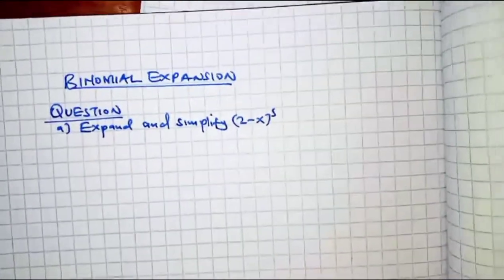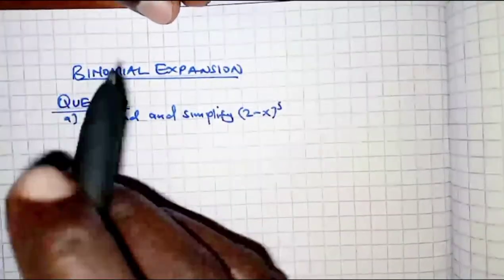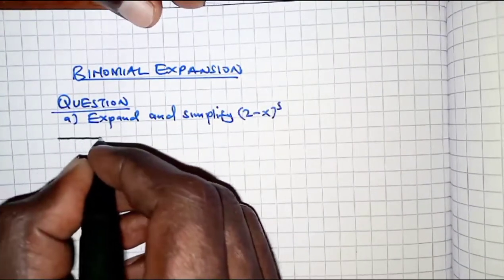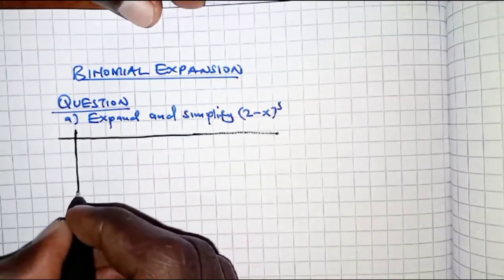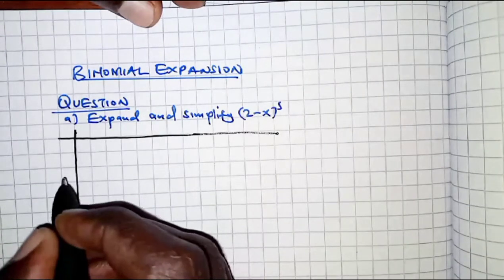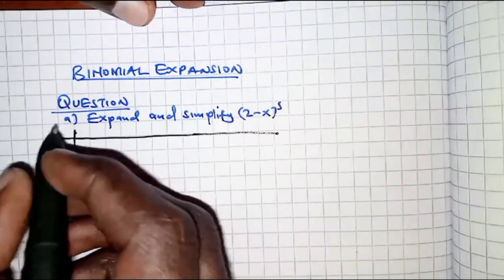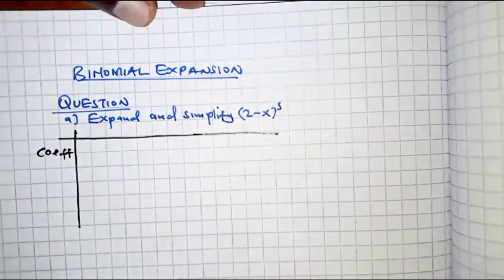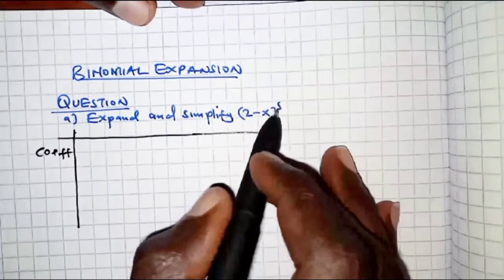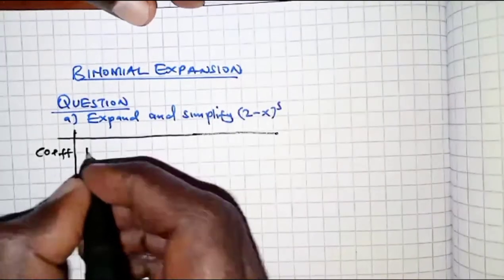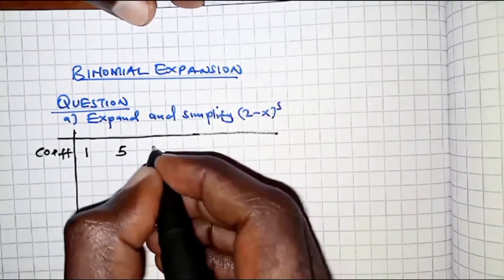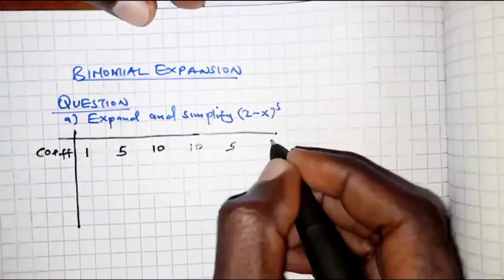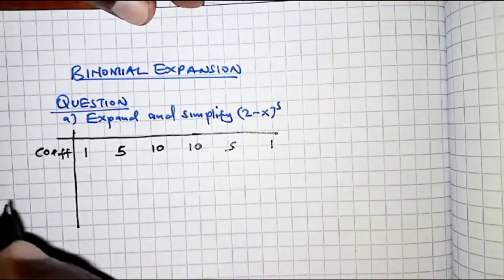So for the first part, in order to expand, I will use a table to help me in the expansion. I'll do rows. The first row will be for the coefficients, the binomial coefficients. When the power is 5, we have 1, 5, 10, 10, 5, and 1. So those are the binomial coefficients.